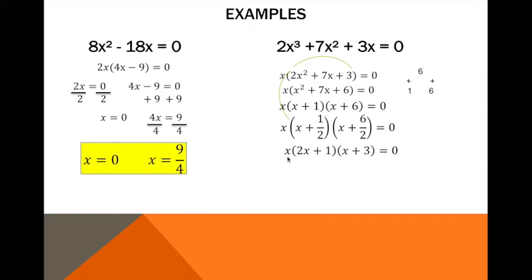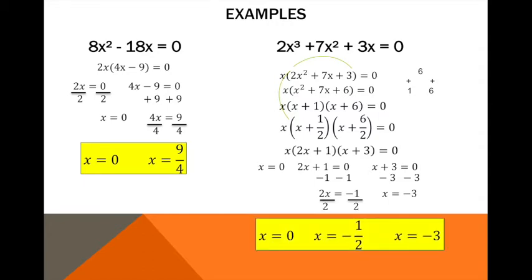So x, parentheses, 2x plus 1 and x plus 3 equals 0. Now I need to set all three terms equal to 0. So x equals 0, 2x plus 1 equals 0, and x plus 3 equals 0. Now I need to solve each equation. So my final answer: x equals 0, x equals negative 1/2, and x equals negative 3.